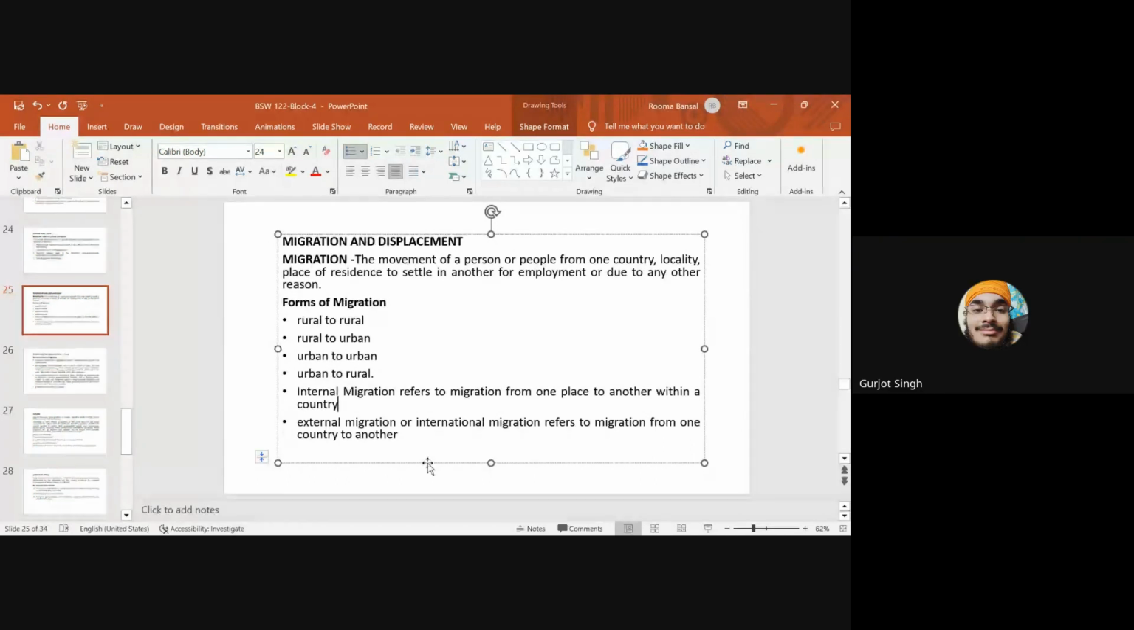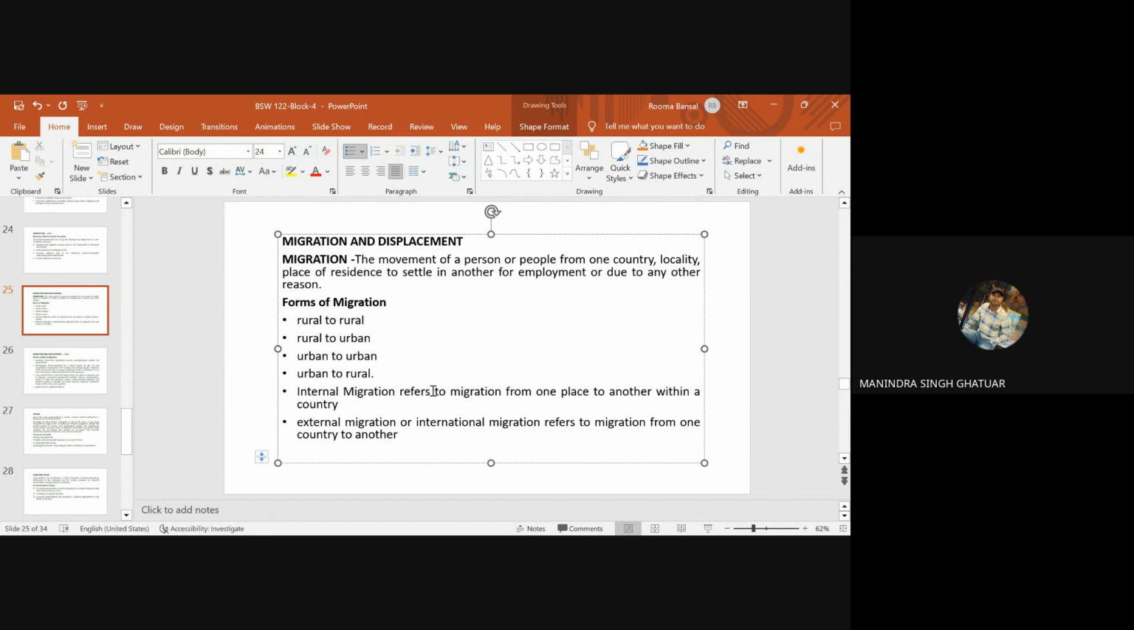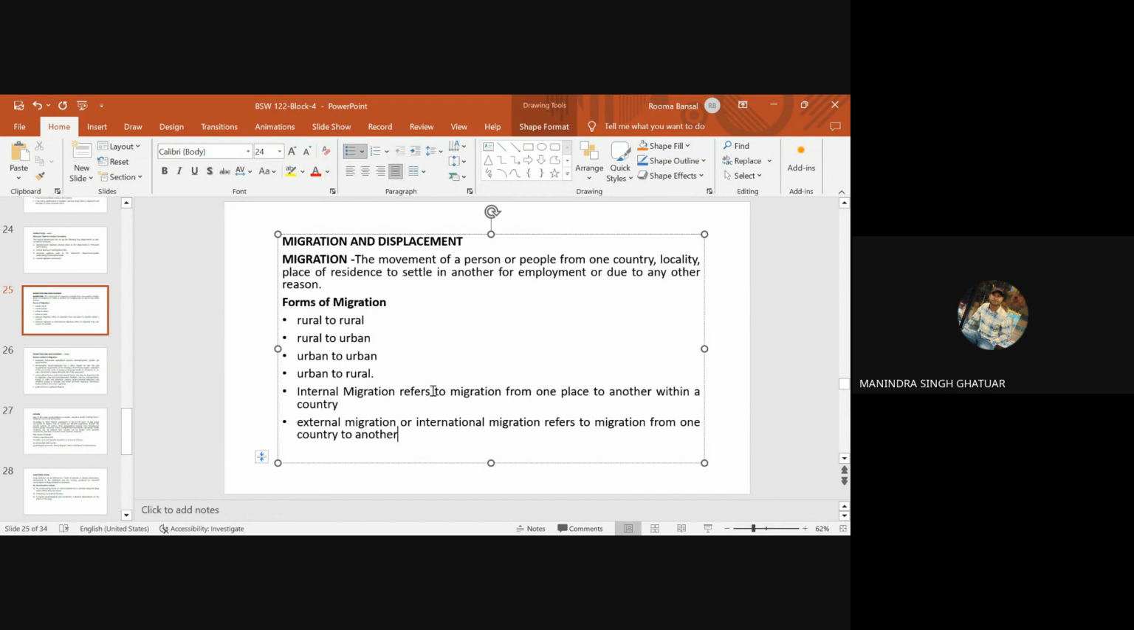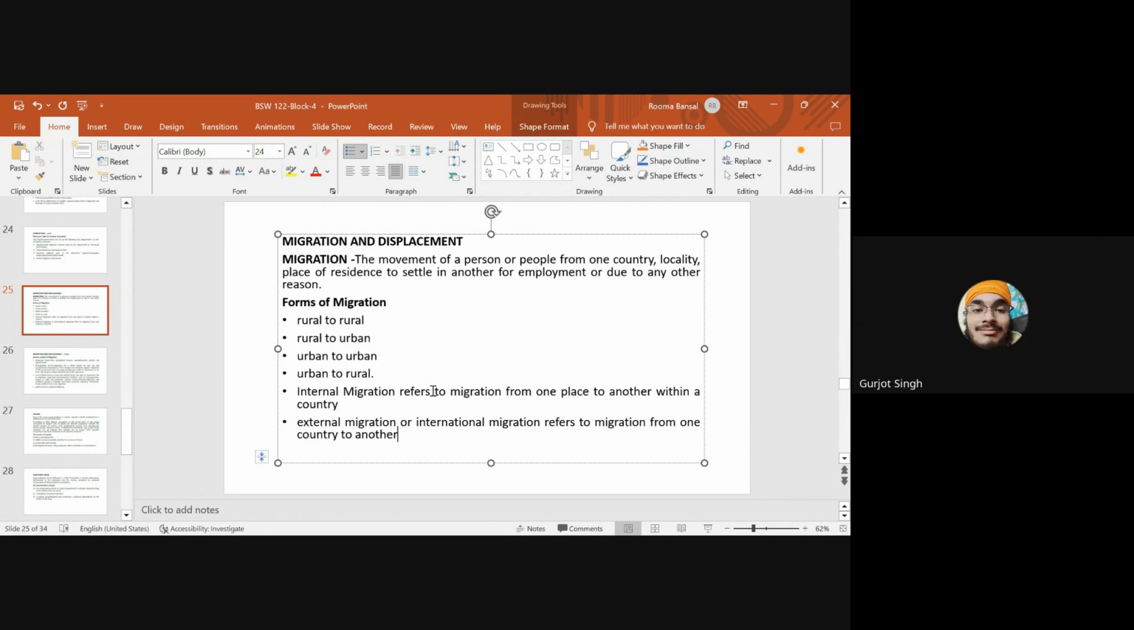Study material. So we were discussing migration. Internal migration refers to migration within a country, and external or international migration refers to migration from one country to another. Mahindra was asking about state migration. I was saying that there is an act for interstate migrant workers, because due to employment reasons people have to travel from one state to another, and there are certain rules and regulations regarding employment rates.